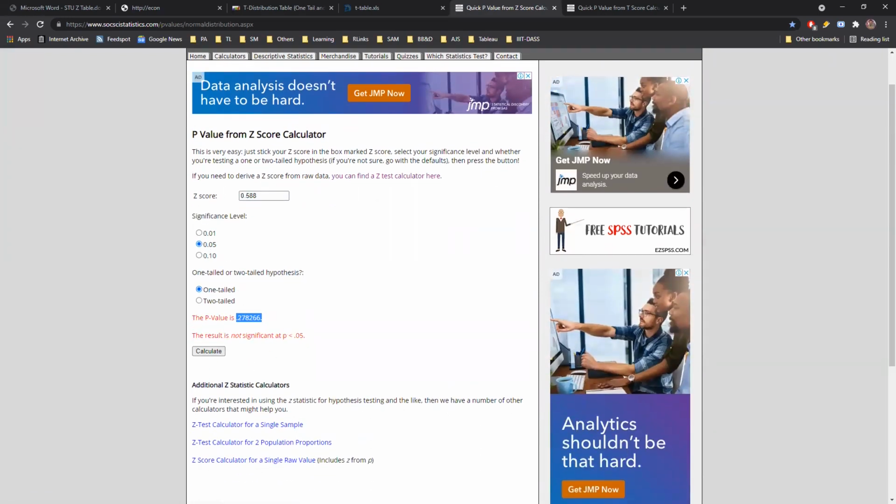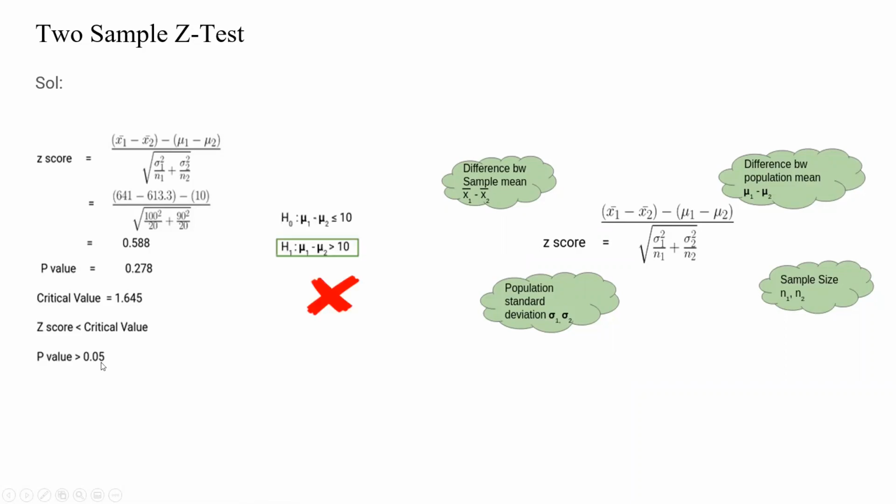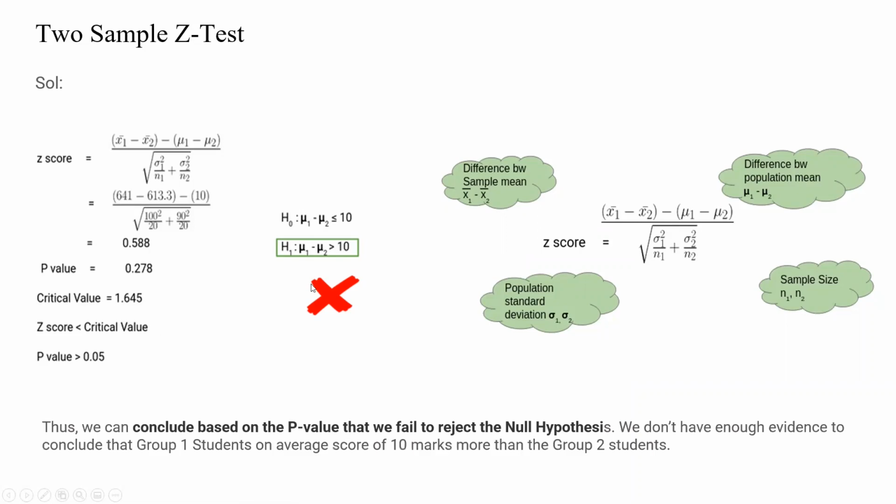significance 0.05. So that means we fail to reject our null hypothesis. The p-value is greater than 0.05, which means we fail to reject the null hypothesis. We don't have enough evidence that, on an average, students of group 1 score more than 10 marks compared to students of group 2. These are the two variants of tests we have under Z-test: one when we are comparing a single sample with the population mean, and one when we are comparing two samples.